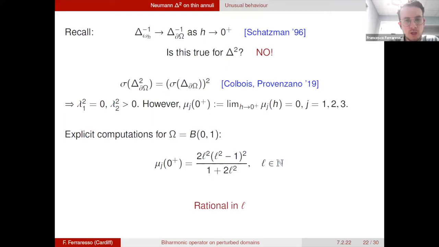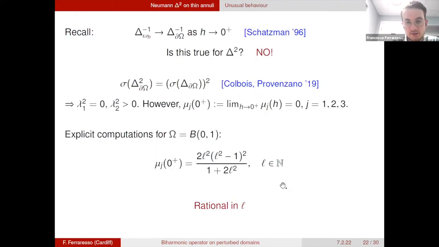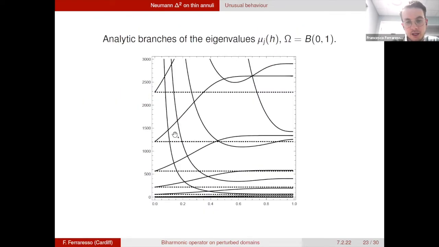And well, let me show first a nice picture of the convergence to these limit points. So these are the analytic branches of mu H. So here you have H, and here you have this parameter L, and the dashed lines are just these numbers appearing here. And you can see quite clearly that you have convergence to those dashed lines. So this result, at least numerically, is definitely correct. The problem is how to prove it.